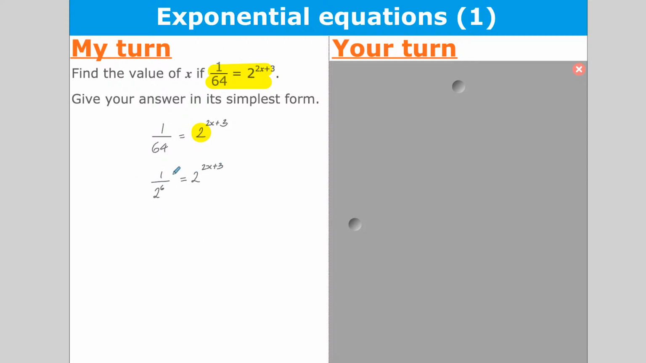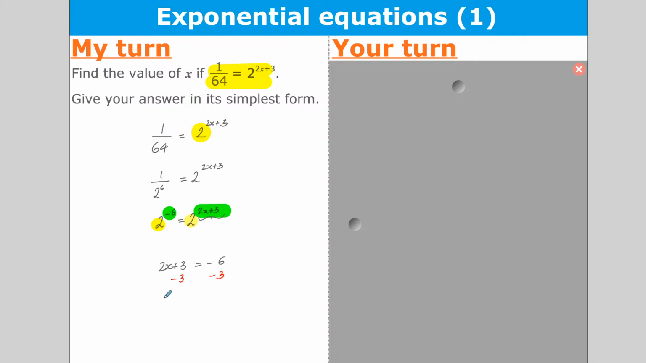And just writing that as a straight index, that's 2 to the negative 6. So we've got 2 to the negative 6 is equal to 2 to the 2x add 3. Because we sorted out the issue and made the base the same, the exponents also need to be the same. So what we've got here is that 2x add 3 must equal negative 6. Be careful with your negatives here.